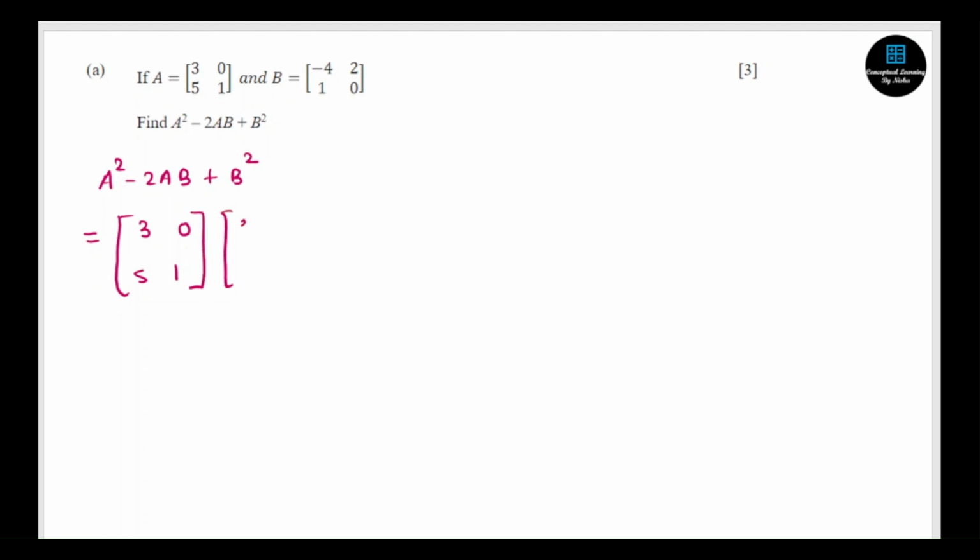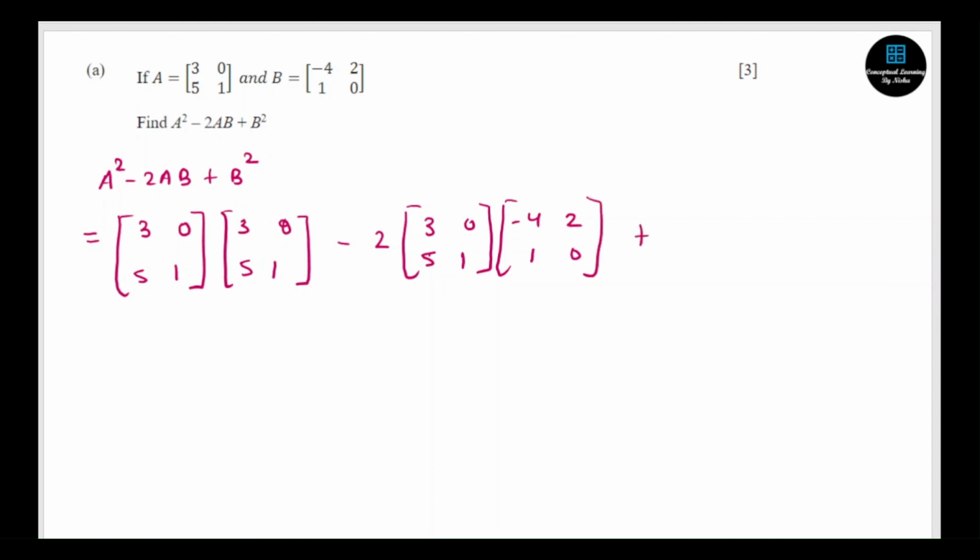Because here the intention is you should show the multiplication of matrices. So this is, for A square, minus 2 times A, which is 3 0 5 1, into B, minus 4 2 1 0, and now B square. So B square is minus 4 1 2 0 multiplied by the same, minus 4 1 2 0. Alright, and now I'll do this.